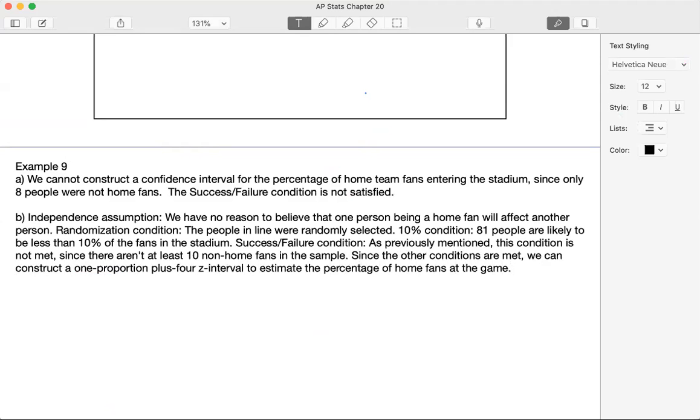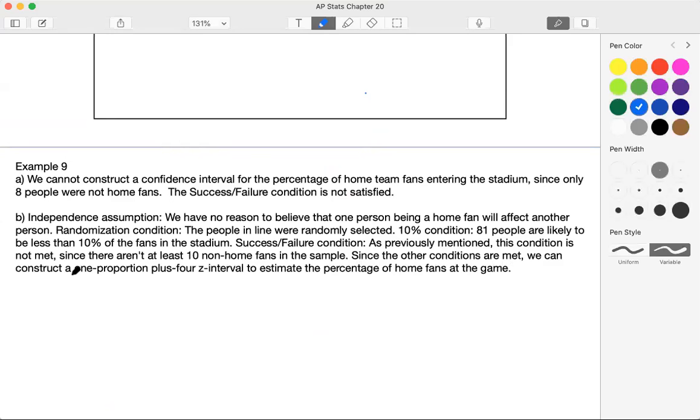So what I like to do first is go ahead and find my new p tilde. So p tilde is going to equal (73 plus 2) over (81 plus 4). So that's going to give me 75 over 85. And if I do that on the calculator, 75 divided by 85, I get 0.882.